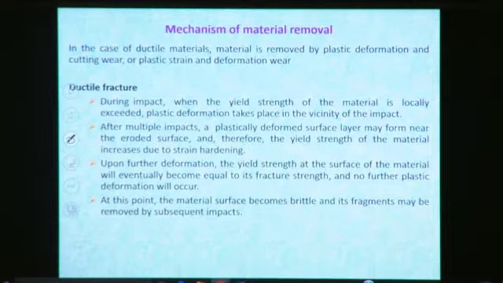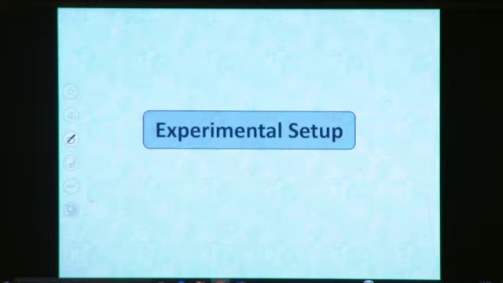During impact, when the yield strength of the material is locally exceeded, plastic deformation takes place in the vicinity of the impact. After multiple impacts, a plastically deformed surface layer may form near the eroded surface, and therefore the yield strength of the material increases due to strain hardening. Upon further deformation, the yield strength at the surface of the material will eventually become equal to its fracture strength, and no further plastic deformation will occur. At this point, the material surface becomes brittle and its fragments may be removed by subsequent impacts.